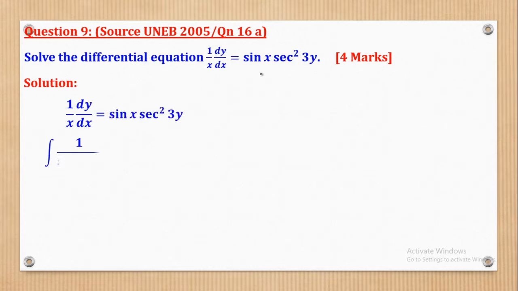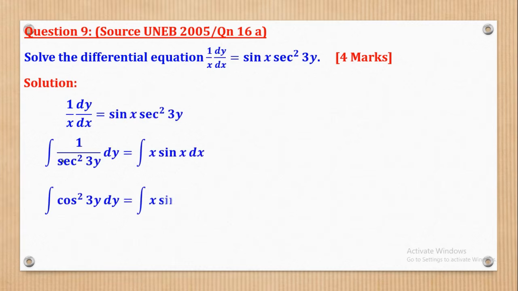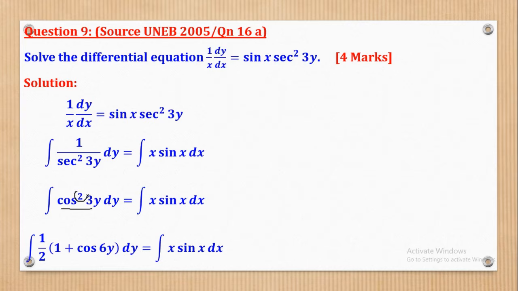So the first thing to do is to collect like terms and put integrals on both sides. Then this one, 1 over sec is the same as cos, therefore 1 over sec squared will become cos squared to give you this. For this side, we have to use integration by parts. And this side, we have to use the double angle identity because it is an even power. So the double angle identity for this gives you that.